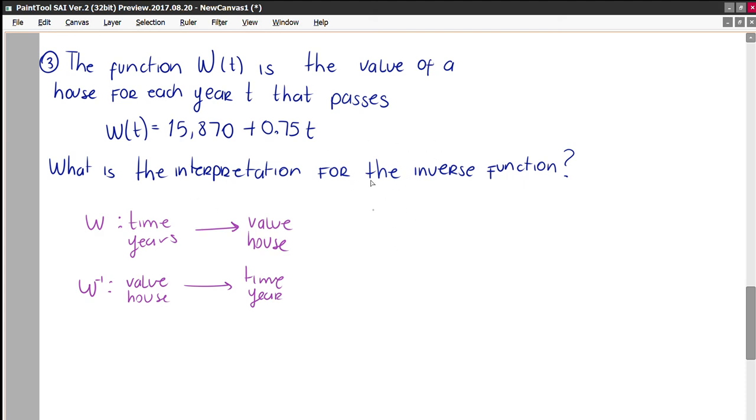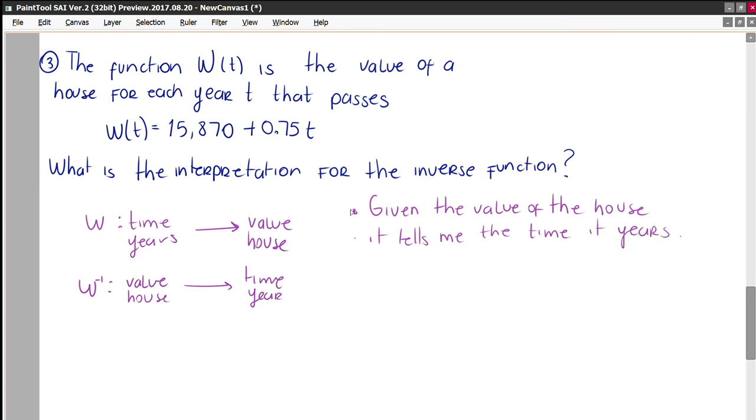So the interpretation for this function can be written in different ways. The first way could be given the value of a house, it tells me the time in years that it took to get that worth.